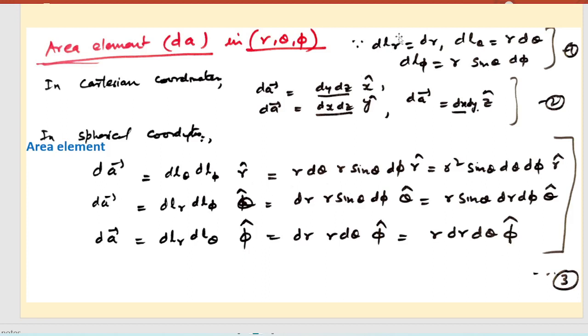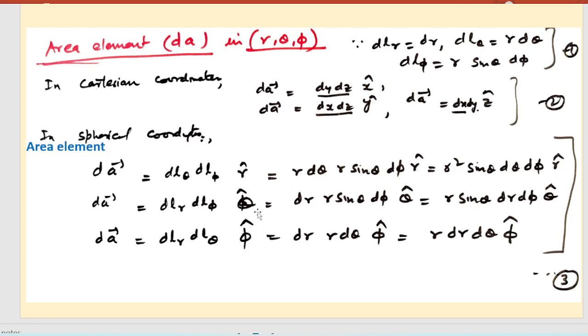So similarly, here we can use dl r, dl theta, dl phi. First, if the unit vector is in r cap direction, then the area will be made by the other two coordinates. So r cap is here, so it will be theta and phi, dl theta and dl phi, so it will be r d theta, r sin theta d phi, r cap. So r square sin theta d theta d phi in r cap direction.